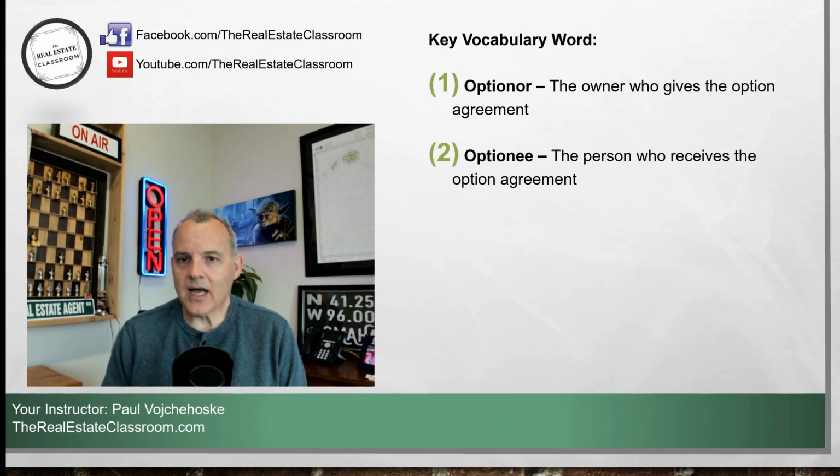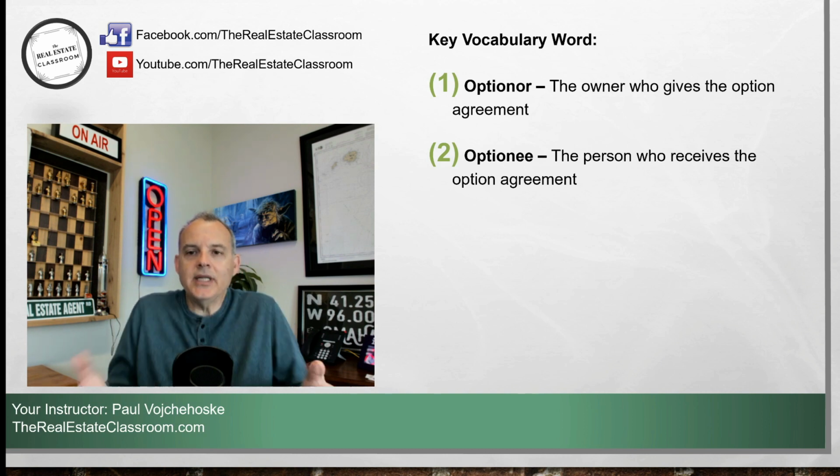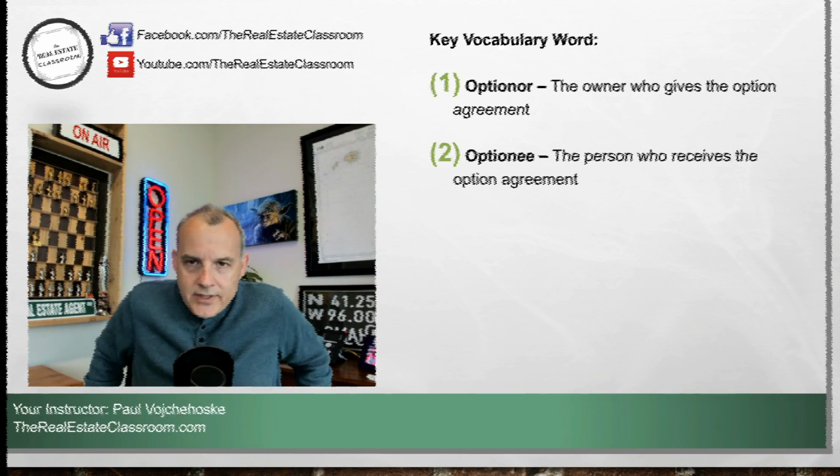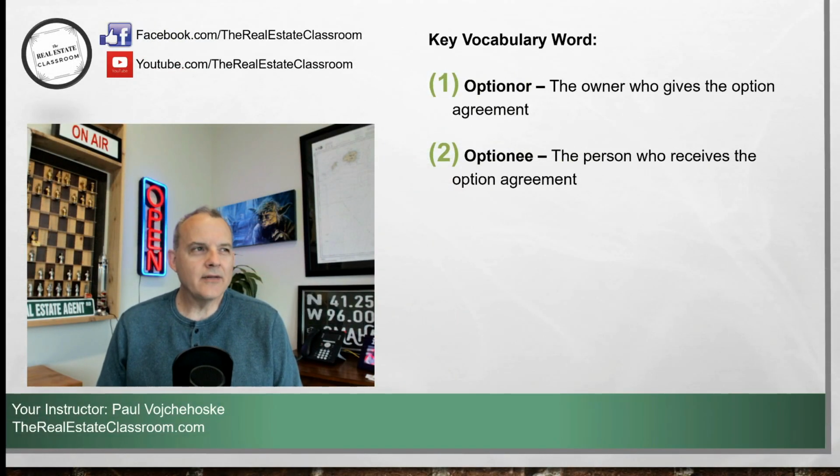The next two terms are optionor, optionee. This is when we're talking about option contracts. The optionor is the person who gives the option agreement or option contract, and the optionee is the person who receives it. So let me give you an example of an option contract very quickly.